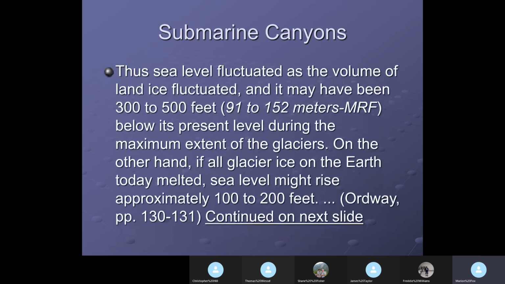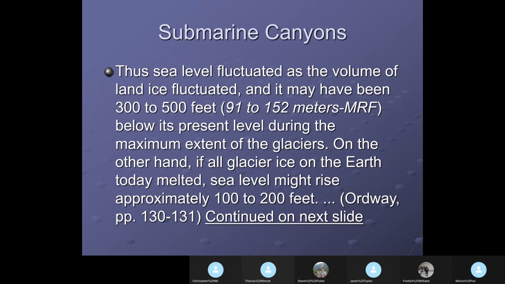Yeah. The sea level fluctuated as the volume, Ordway tells us, as the volume of land ice fluctuated. It may have been 300 to 500 feet, that's 91 to 152 meters, according to my calculations, below its present level during the maximum extent of the glaciers. On the other hand, if all glacier ice on the Earth today melted, sea level might rise approximately 100 to 200 feet, according to Ordway.